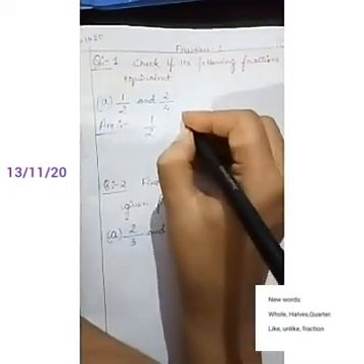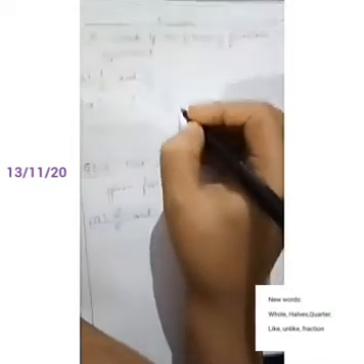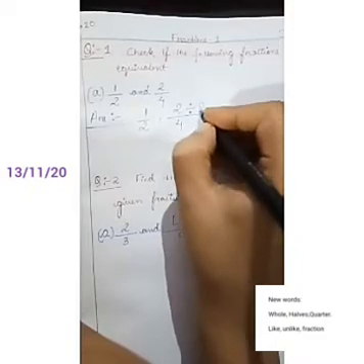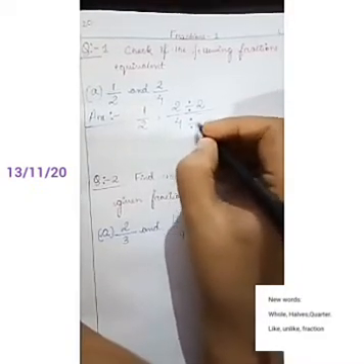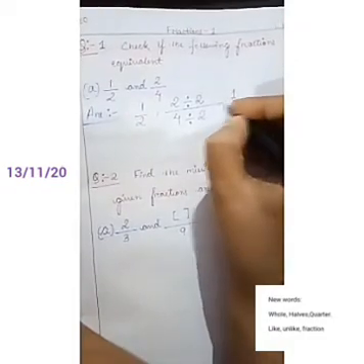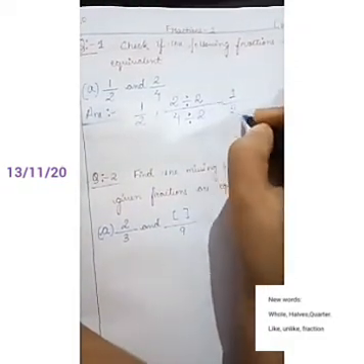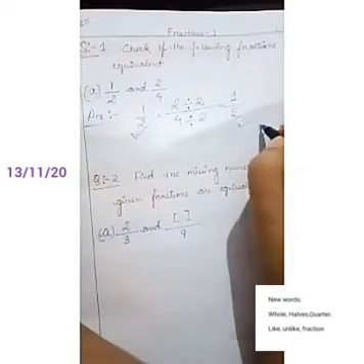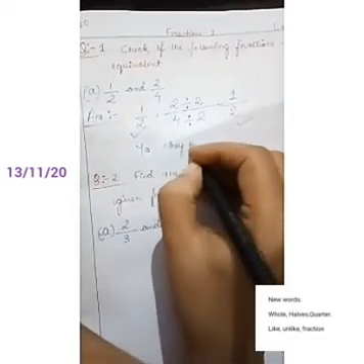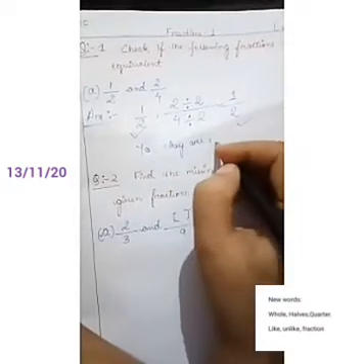Then this 2 by 4, if you reduce it, suppose I divide this number by 2, because both are divisible by 2, then what will I get? 2 divided by 2 we will get 1, 4 divided by 2 we will get 2. See, so 1 by 2, 1 by 2. Yes, they are equivalent.